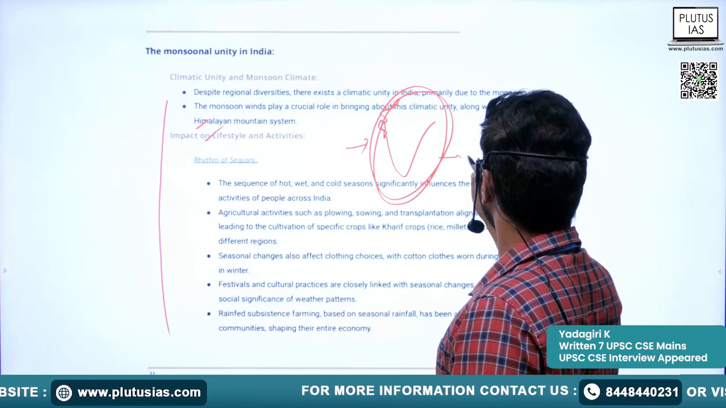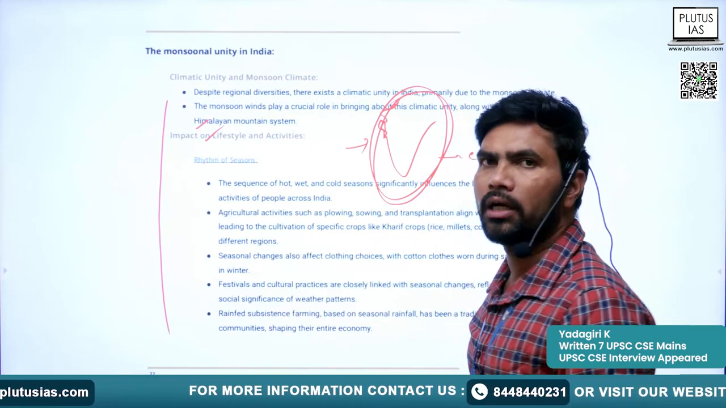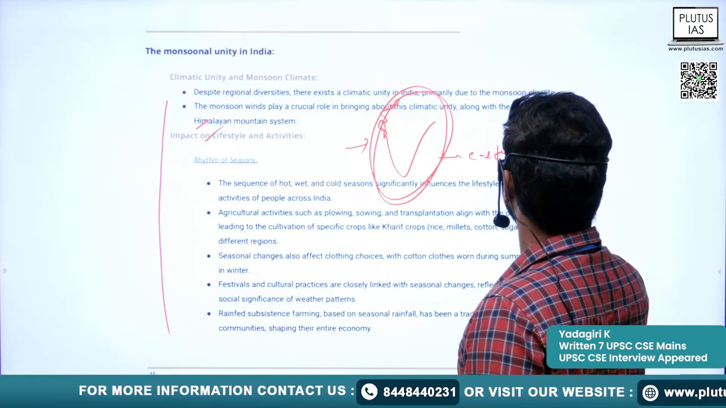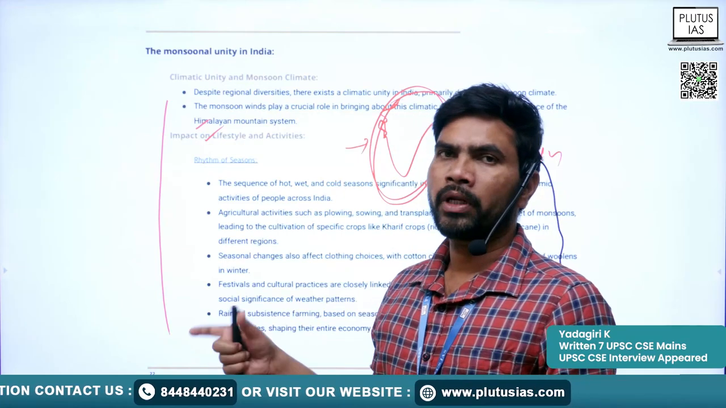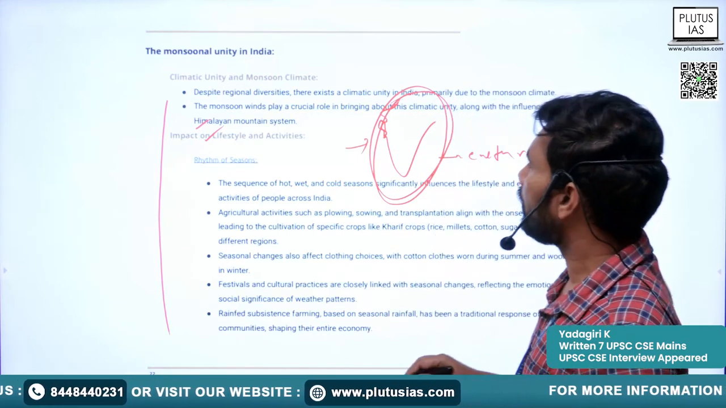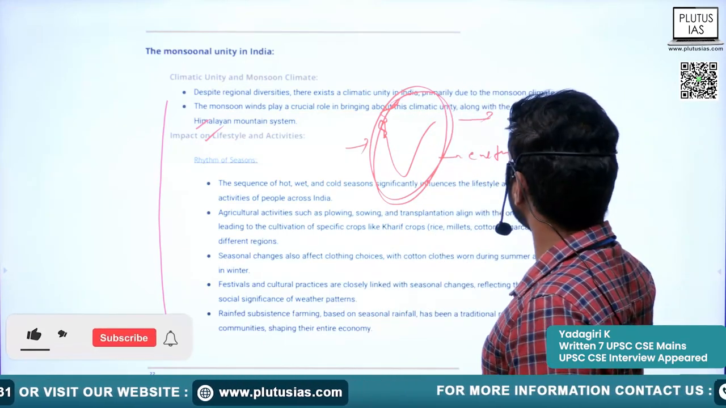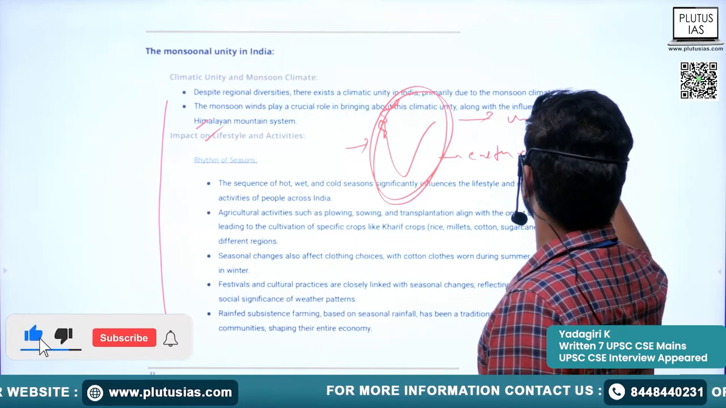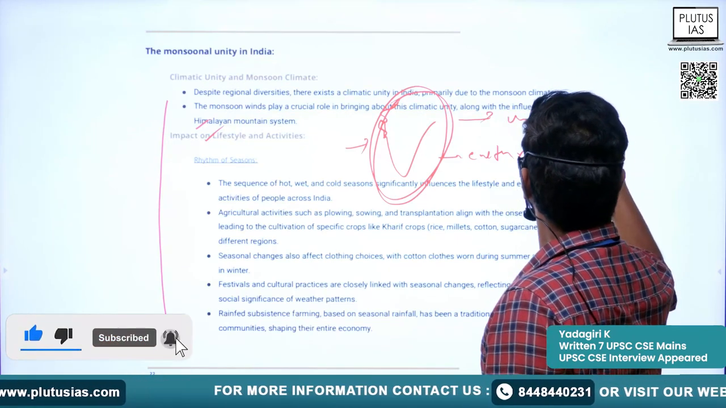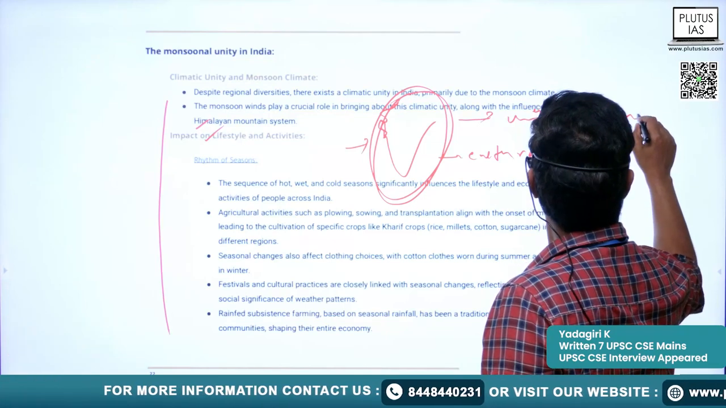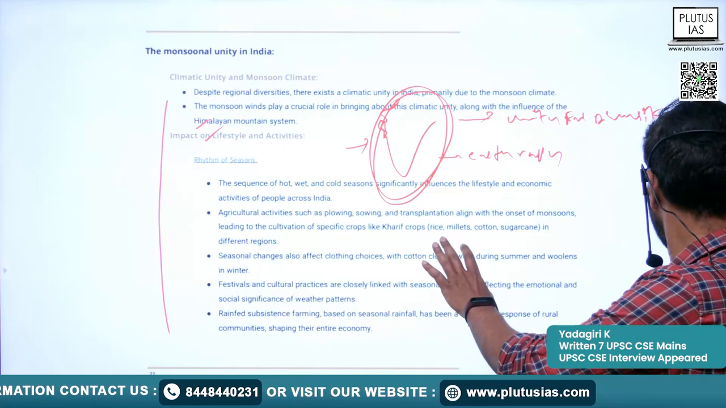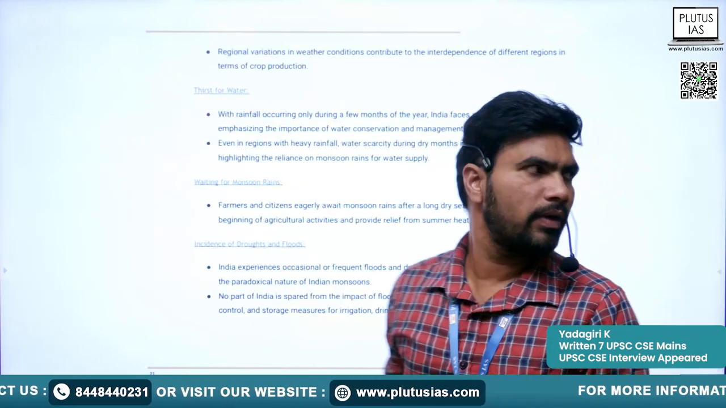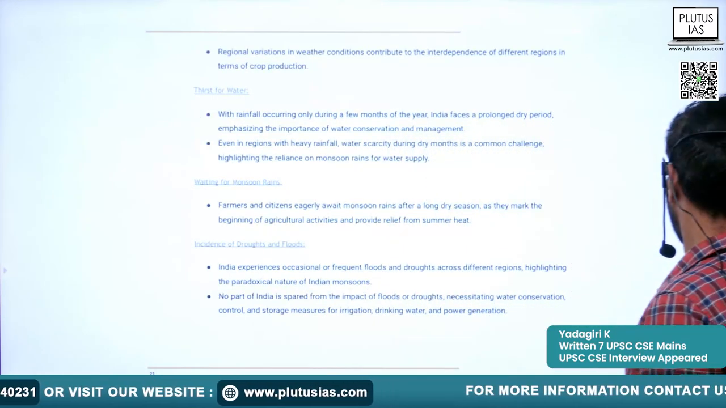So this becomes culturally important, not only economically, because the monsoon is covering the entire country. So this becomes one of the important factors for unity in diversity. Right. So we will discuss this topic in some more detail when we cover the mains topics.